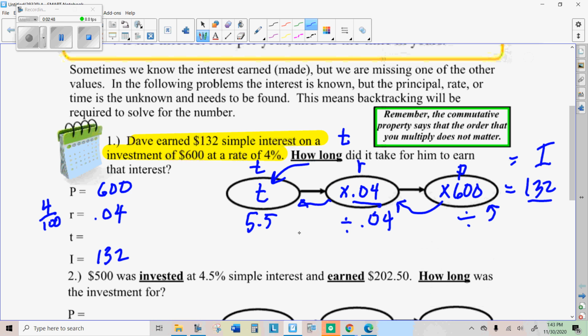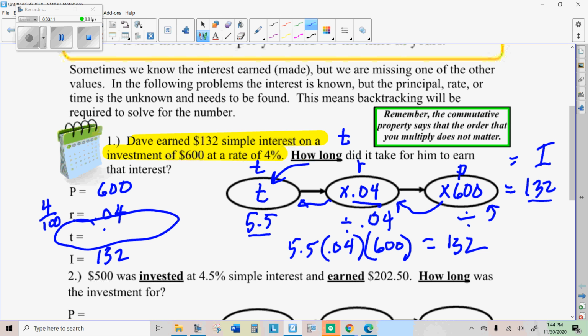Now, if you did all this right, if I take my time, my 5.5, times my rate times my principal, that should equal 132. And I think you'll find that it does. So I just figured out that my time is 5.5 years.